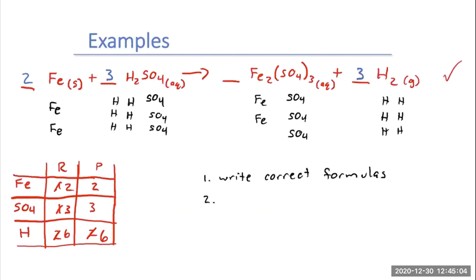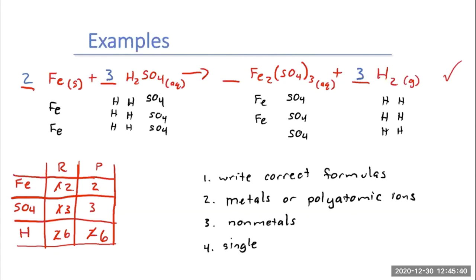when you first start balancing, I recommend trying to balance your metals or your polyatomic ions first. Then after you balance your metals and your polyatomic ions, you go for your nonmetals. And then finally, if you have an element by itself, so if we say it's a single element, save that for last.